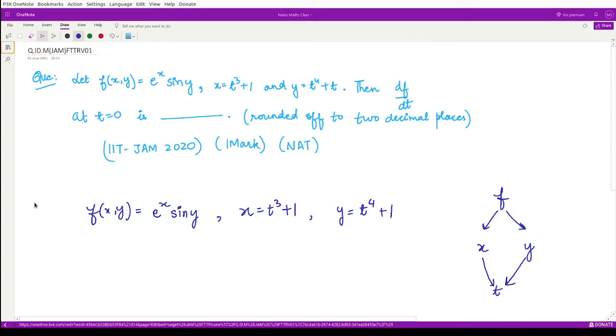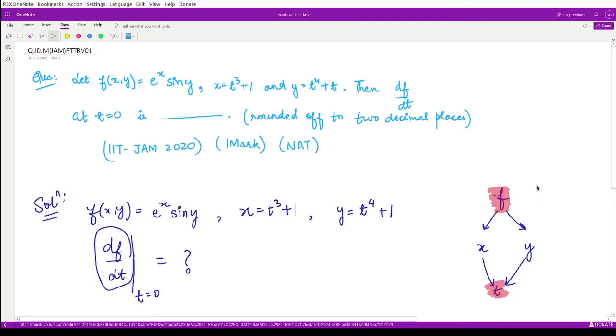Then they are asking in the question, what is the value of df upon dt calculated at the point t is equal to 0. So you are to determine this value. For that, we are to compute the derivative of the function f with respect to t.